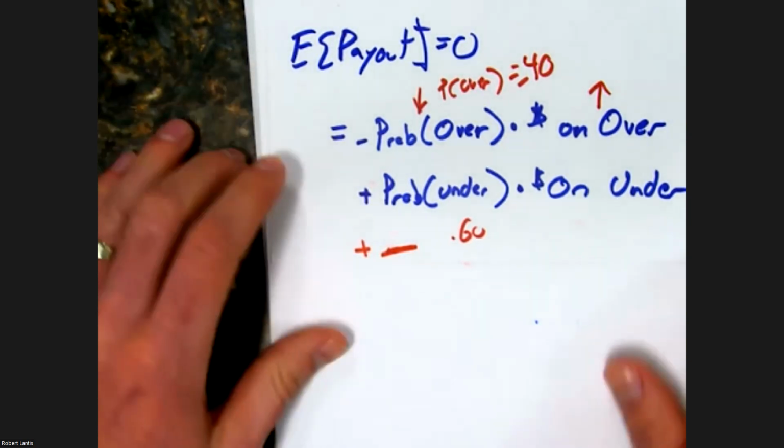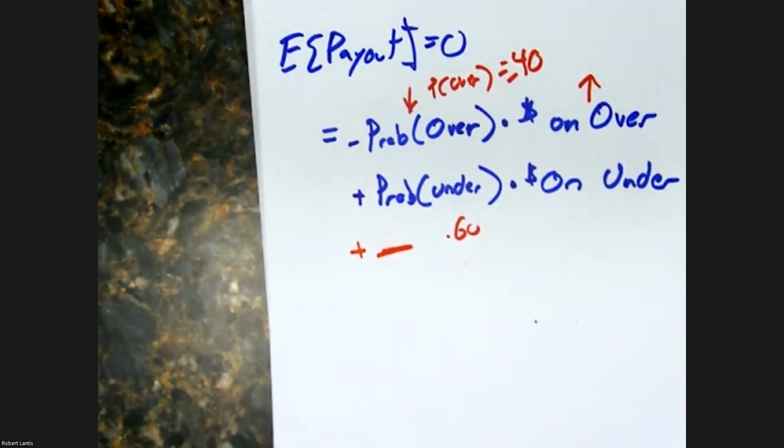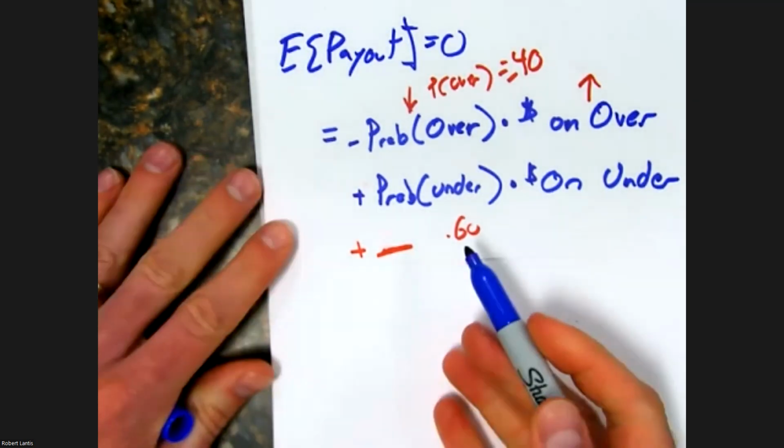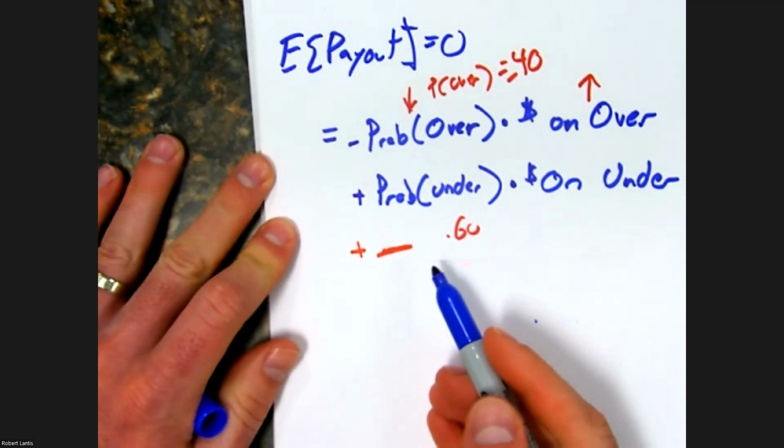So what's one thing I haven't accounted for here? If I set, say, a point total of 40, and that's the over under, what could happen? The number of points scored in the game is exactly 40. So what happens there? Everybody gets their money back.